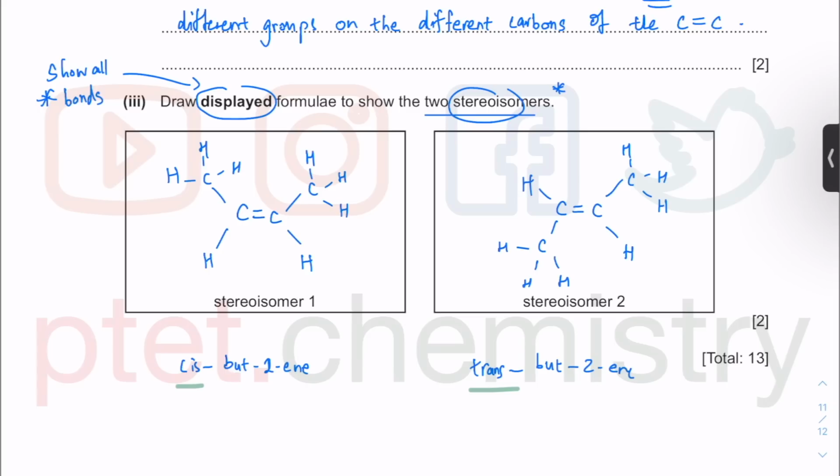They don't specify that it has to be cis here. You can draw the trans here and the cis here. As long as you show all the covalent bonds, you will be fine, and do not make the mistake that I made earlier and draw but-1-ene, because but-1-ene doesn't have the stereoisomer. It's the but-2-ene that shows the geometric, which is the cis-trans isomers, as stated in the syllabus. Okay, that's it really for this 30-mark question. And I think that's it really for this whole paper.